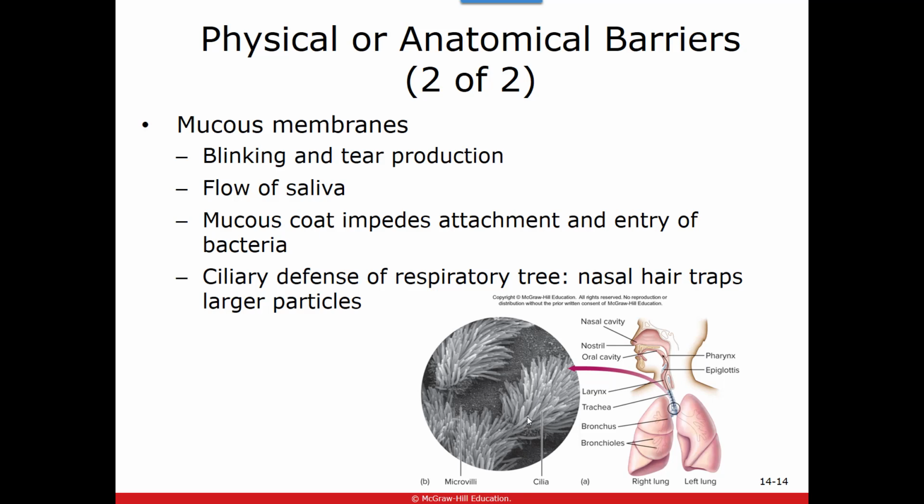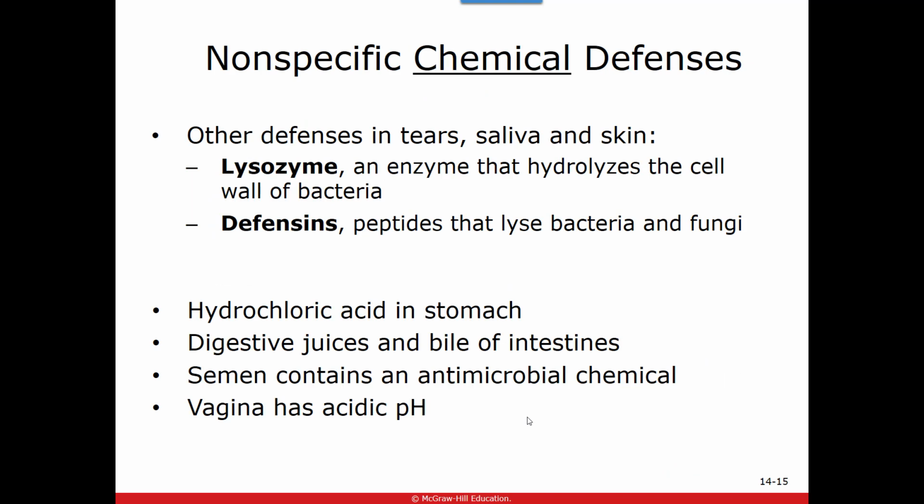We also do have some chemicals that prevent entry. Lysozyme, which is found in sweat as well as in some sebum, is just an enzyme that breaks down bacterial cell walls, so it inhibits bacteria. And defensins, which are peptides also found in sweat and sebum, can lyse bacteria and fungi, breaking them apart. Again, just because we have these doesn't mean we'll never get anything in. They do their best. Things can still get across.